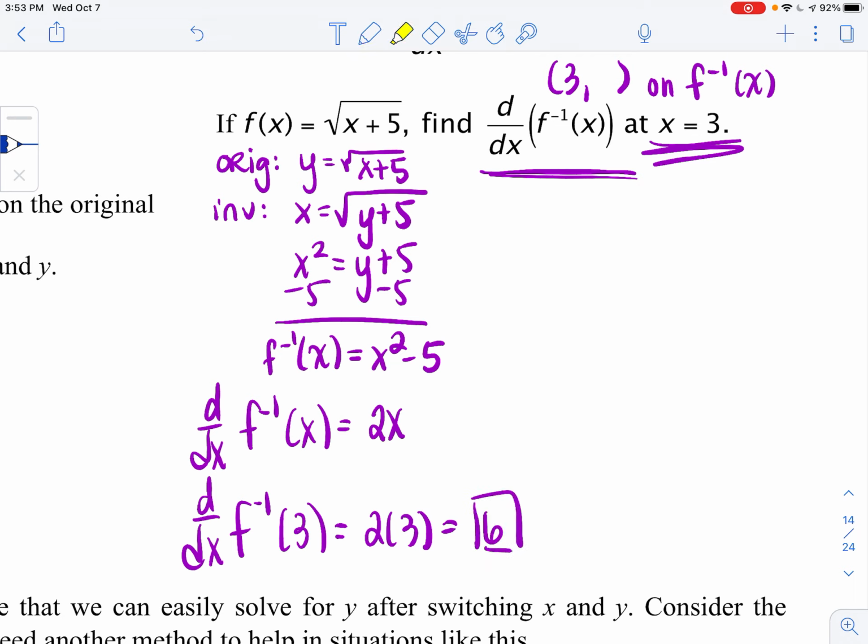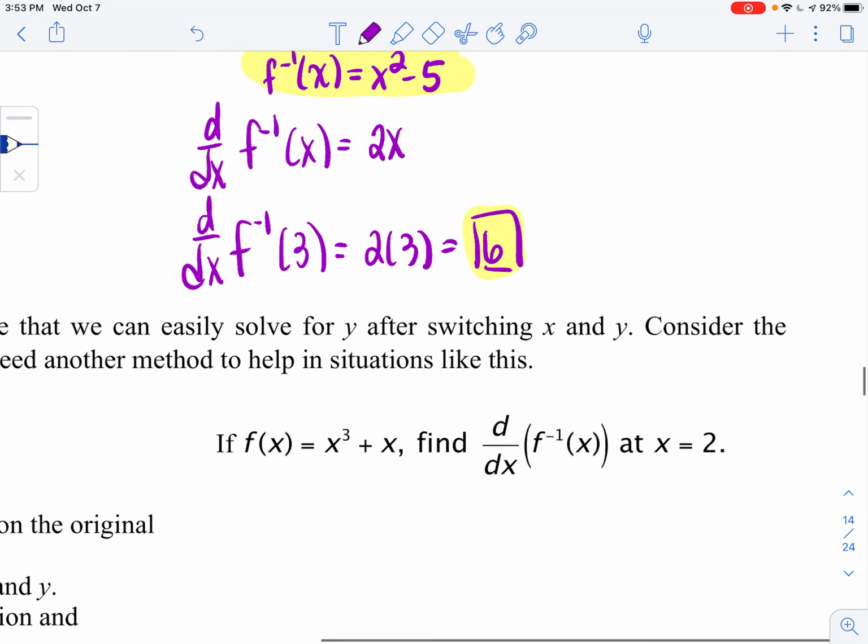I don't even need to do any reciprocals or anything. The reason why is because this was a problem where you were able to get the inverse function as a function of x. What you're going to notice in the next question is that is not always the case. And this is where we're going to need some other methods.